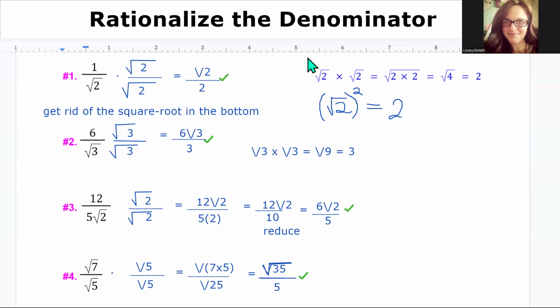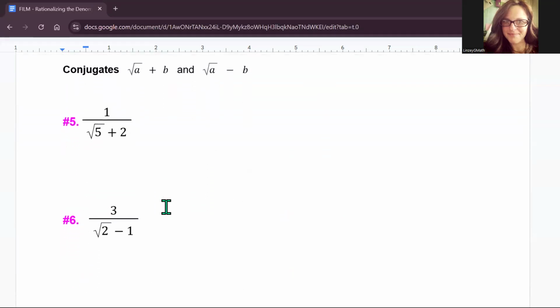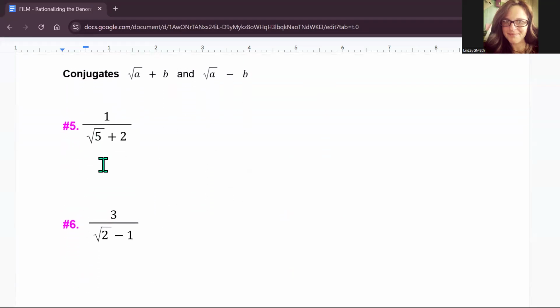All right, moving forward. We'll take a look at the conjugate. Rationalizing the denominator when you have the square root plus a number or the square root minus a number. The conjugate is the opposite sign. If you have the square root of a plus b, the conjugate will be the square root of a minus b, and vice versa. So for the first one, we will multiply by the conjugate, the square root of 5 minus 2, on both the top and the bottom.